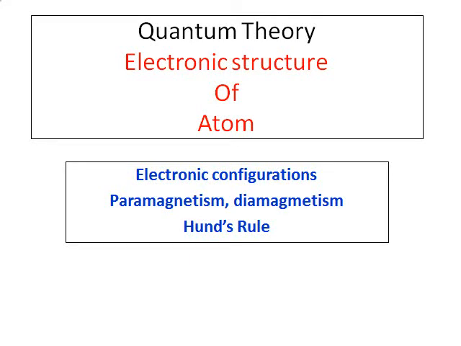So in the same topic of quantum theory, electronic structure of atom, we are going to learn something on paramagnetism, diamagnetism, and these two depend on Hund's rule, which we have already learnt before.